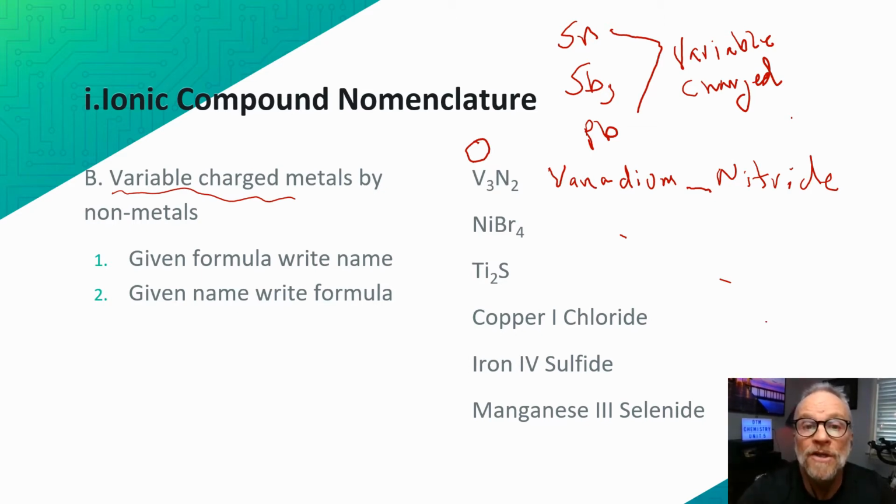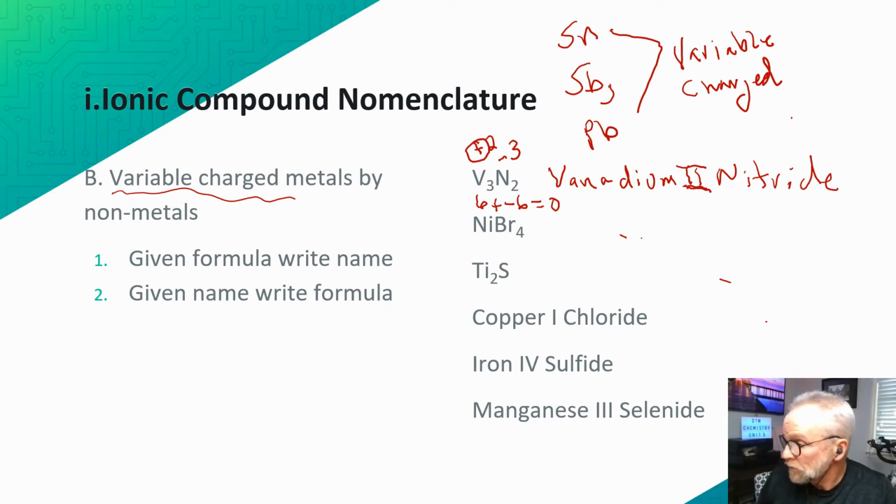So nitrogen is in the -3 group. So -3 times 2 gives us -6. So we're going to need a charge of +6 to make this whole thing equal to 0. So you're asking yourself, what 3 times what is equal to 6? Well, the answer there is 2. So it's vanadium, Roman numeral 2, nitride.